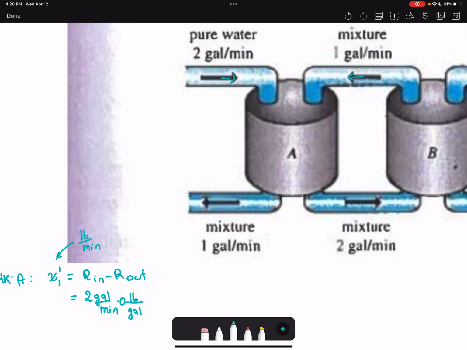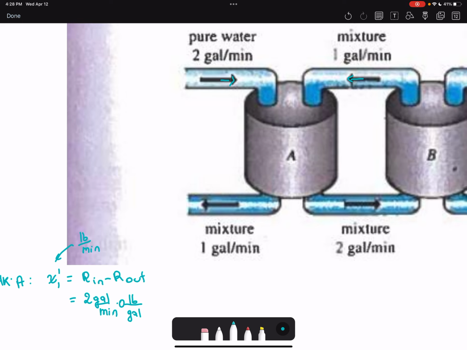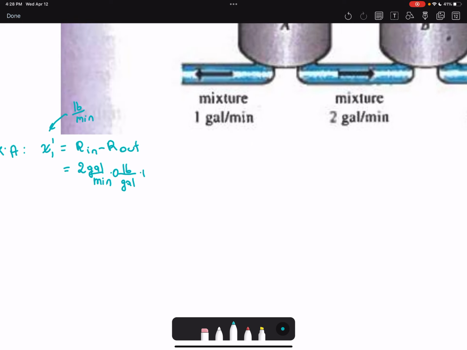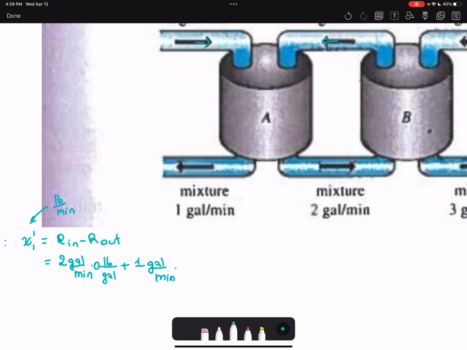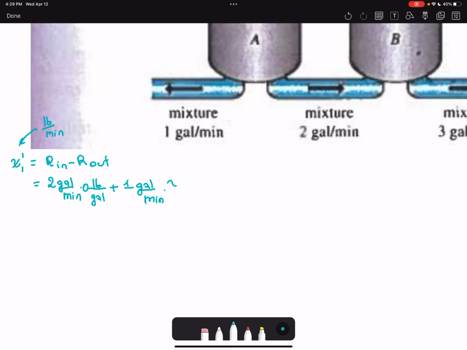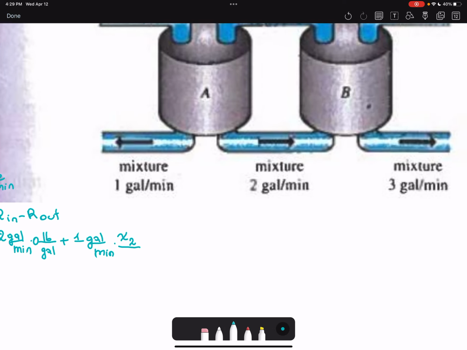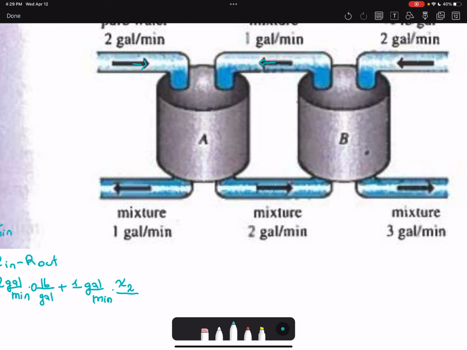And now we're going to look at the top right, and we have 1 gallon per minute coming in. So we're going to add 1 gallon per minute here, and we're going to multiply by the concentration in that tube, which is connected to this. It's well stirred, which means it's going to be whatever concentration is in B. Now in B, the amount of salt at any one time is x sub 2, and it's divided by the total amount of gallons in tank B.